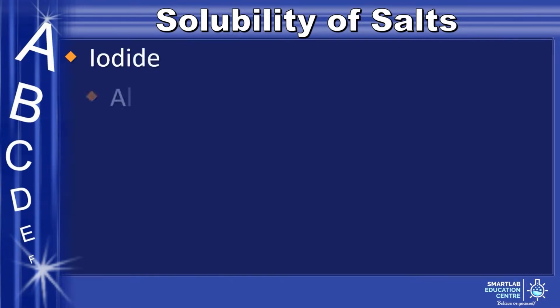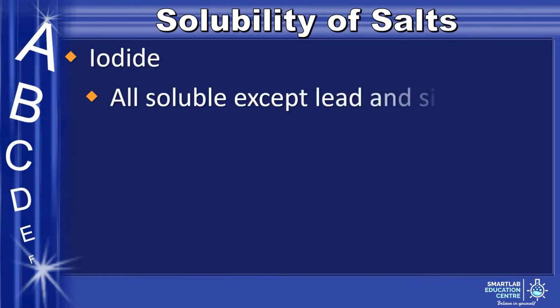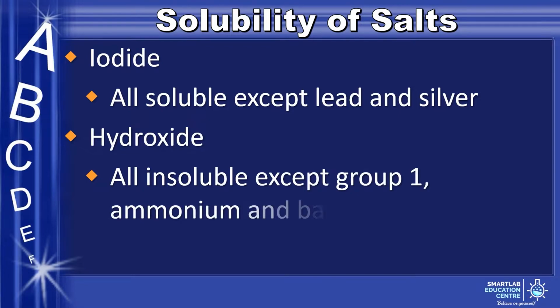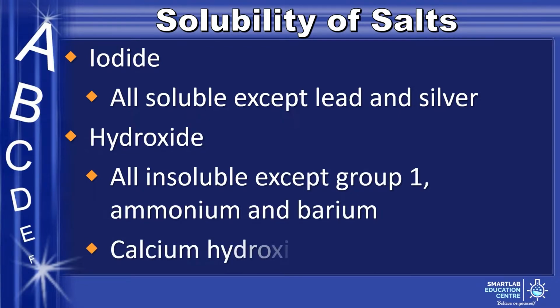For iodide, all iodide salts are soluble except lead and silver. And lastly, for hydroxide, all are insoluble except for group 1, ammonium and barium, while calcium hydroxide is sparingly soluble.